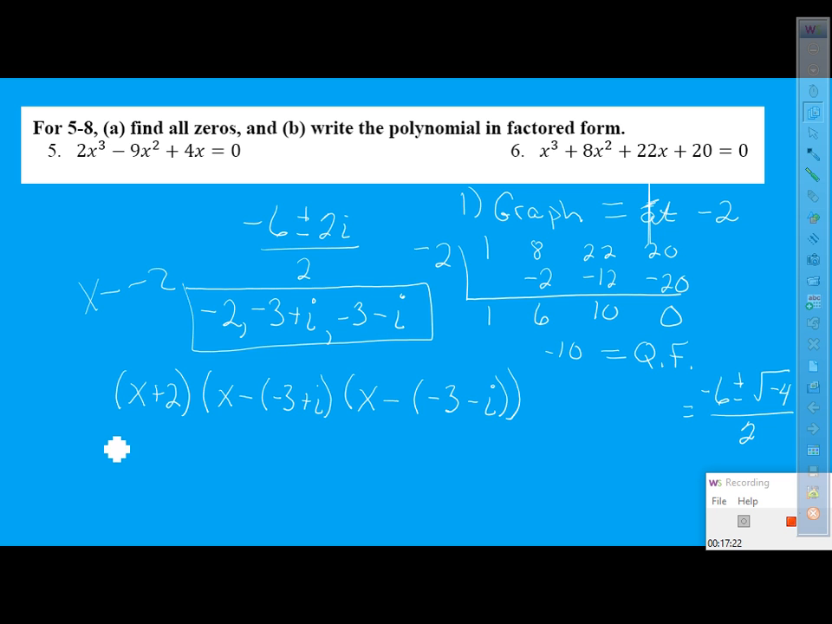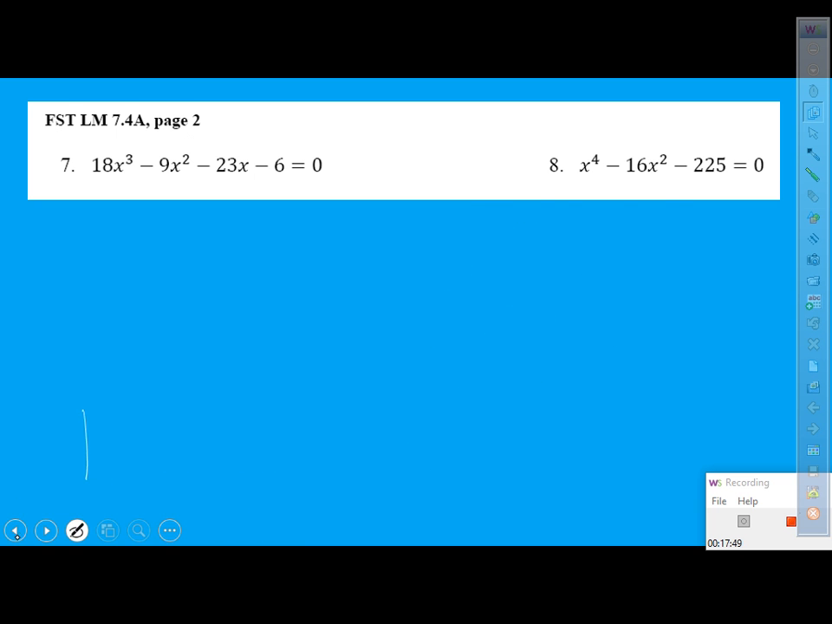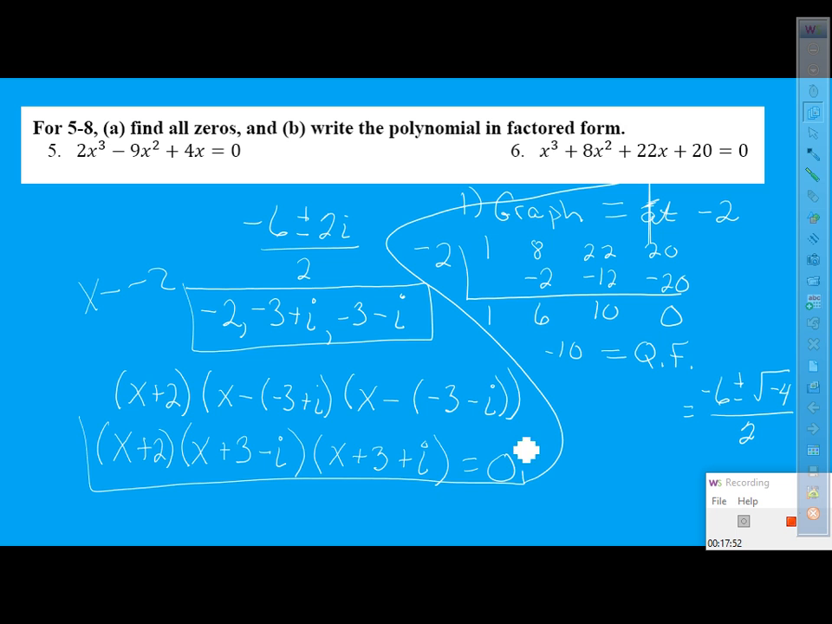Now to bring it home, here it is. I've got x plus 2 times x, distribute this negative sign, plus 3 minus i times x plus 3 plus i. So I distribute that negative sign. Set it equal to 0, since that's what we had up here. There it is, factored. Pretty tricky there, isn't it? Kind of tricky there.